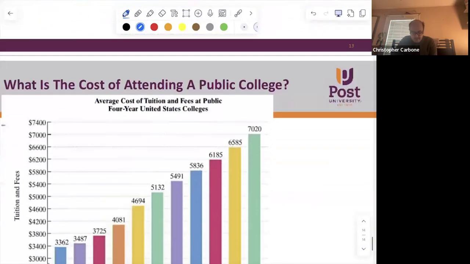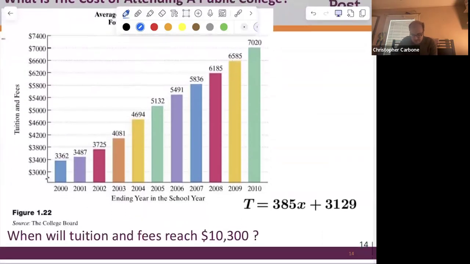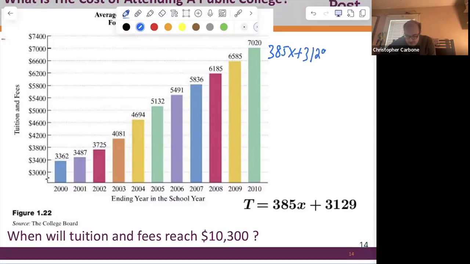And then we have ourselves a word problem here, which was the one dealing with that graph at the beginning of the particular lesson. What is the cost of attending a public college? In this case, given with an equation of t is equal to 385x plus 3,129. And we want to know, when will the tuition and fees reach $10,300? So we need to solve this: 385 times x plus 3,129 is equal to 10,300.